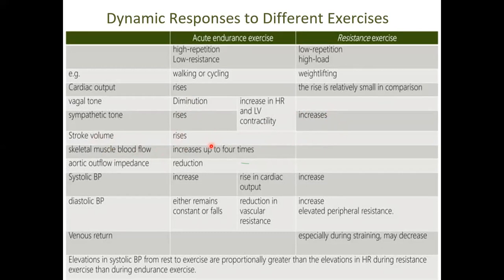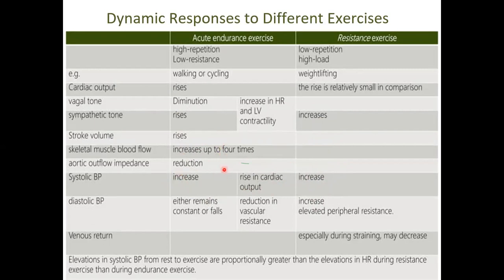If you're looking at skeletal muscle blood flow, this increases up to 4 times in endurance exercises. There is an increase in resistance exercise also, but it is not as marked as what you find here. The aortic outflow impedance reduces in acute endurance exercise, while here there's also a reduction, but it's not as marked as in endurance exercises. Systolic blood pressure increases with a rise in cardiac output. We also find that in resistance exercise. But one thing to know is that this rise in systolic blood pressure is more marked in resistance exercises than in endurance exercise.